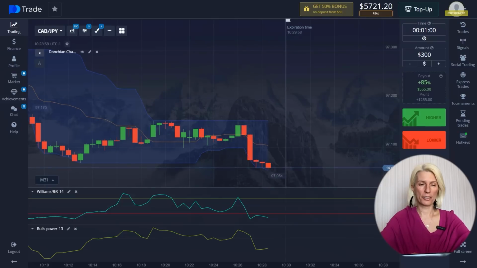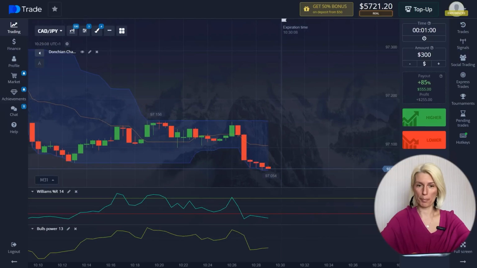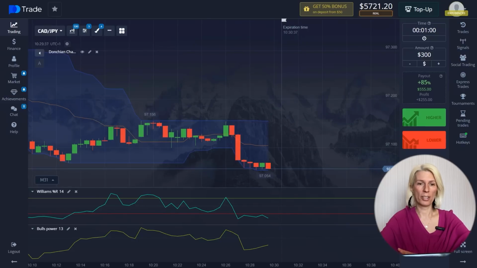Did you know that the creator of the Williams percent range indicator recommended using it on the time frames 15 minutes and higher, since the indicator can give a lot of false signals before 15 minutes?